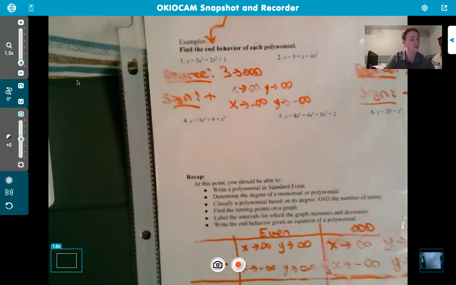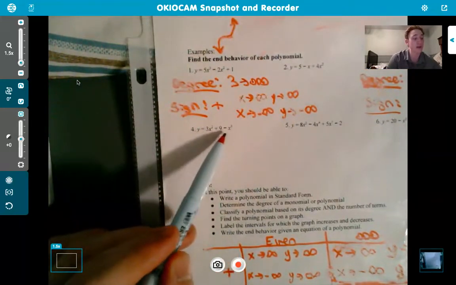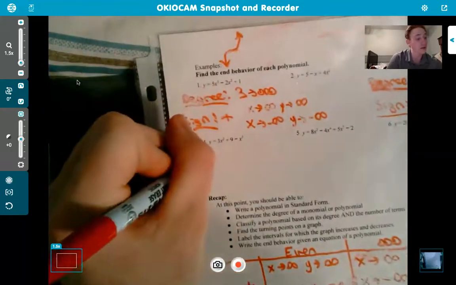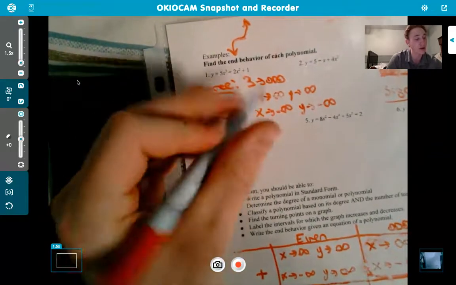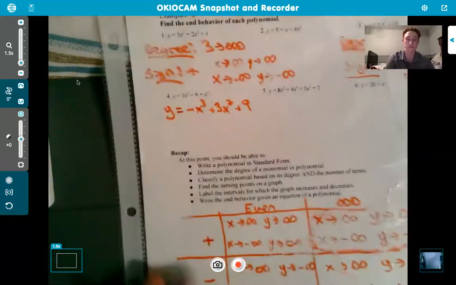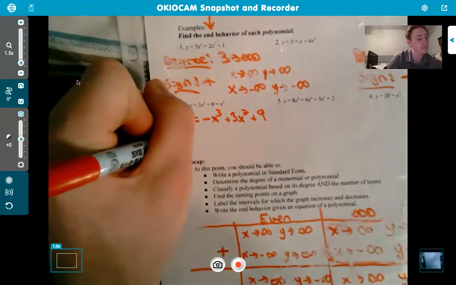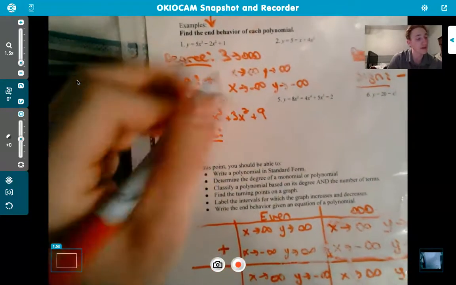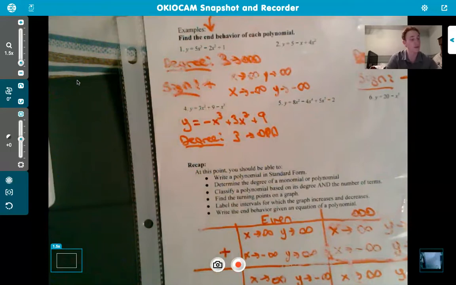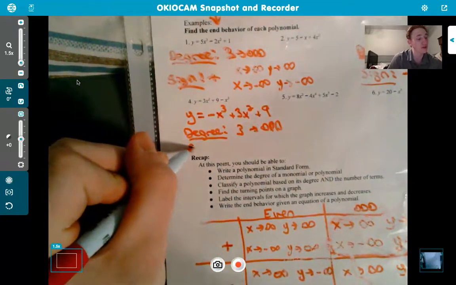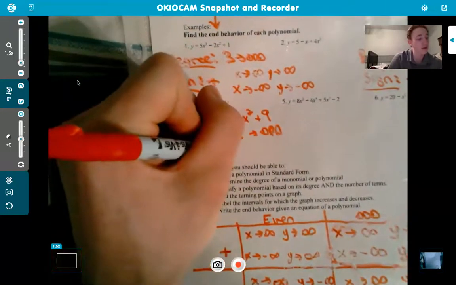So let's take a look at example 4. Again, a situation where we need to rewrite this in standard form. I have y equals 3x squared plus 9 minus x cubed. Well, I want to be able to write this as y equals negative x cubed plus 3x squared plus 9. My degree of this polynomial, the highest exponent that I see, is 3. 3 is an odd number, okay? My leading coefficient, so the sign of that coefficient, I have a -1 out in front of that x cubed, so it's going to be negative.